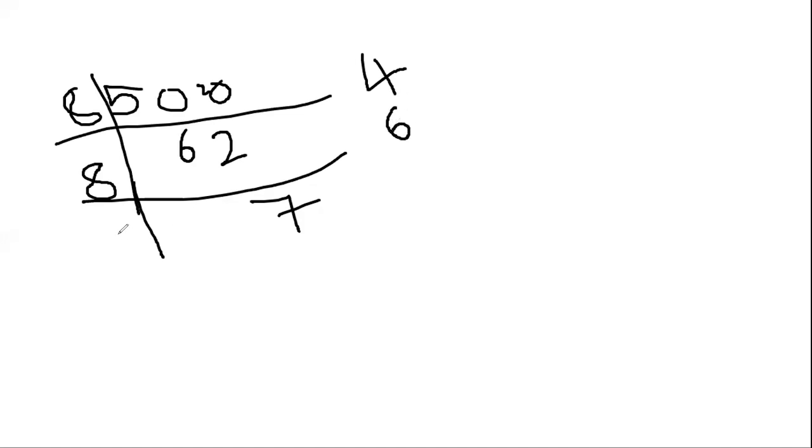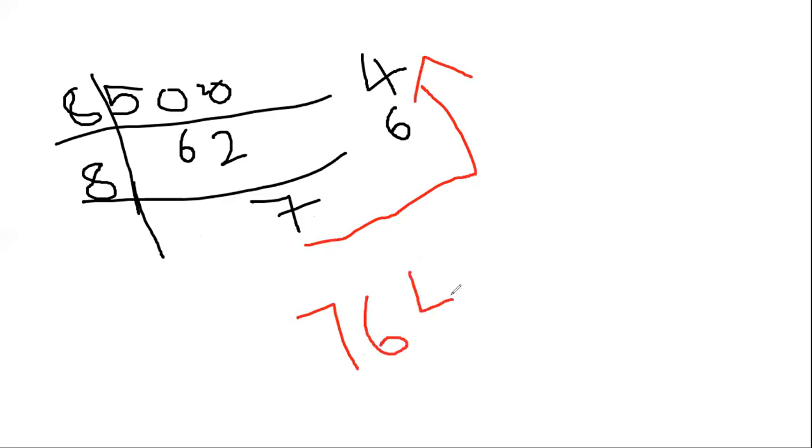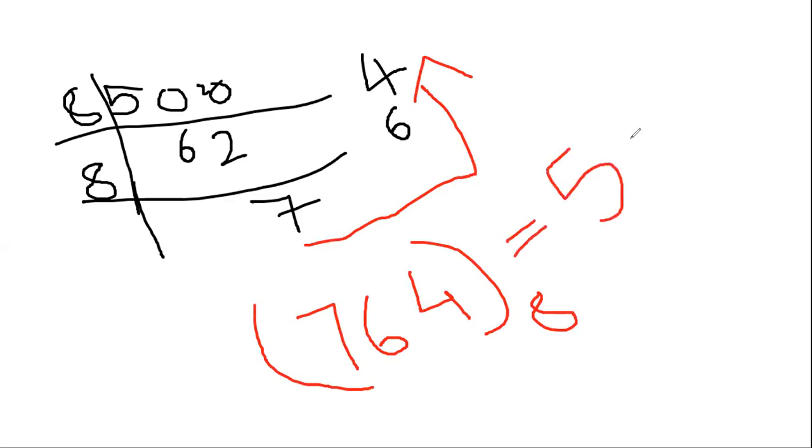Now I cannot do anything because the number is lower than 8. 8 ones are 8 also won't work. So we will leave this the way it is. And just like we used to do in the binary number system, we read from bottom to up. So the answer will be 764 base 8 equals 500 base 10.